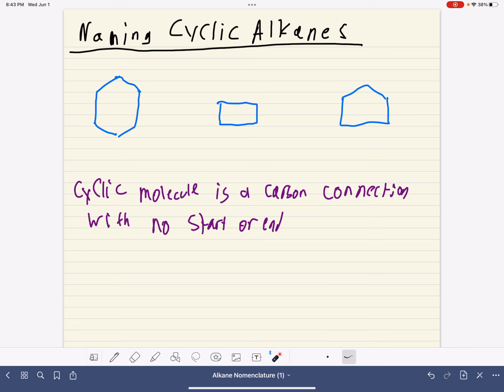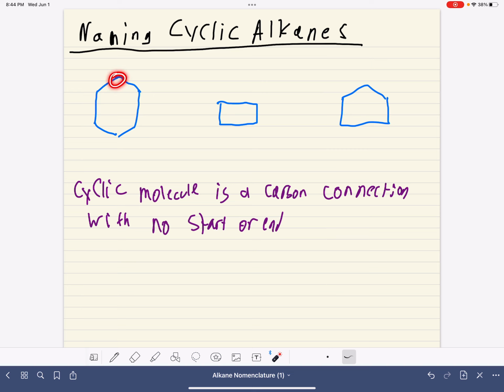Okay, in this video, we will continue looking at alkanes and their nomenclature, and we'll look at what's called a cyclic alkane. A cyclic molecule is any molecule that's a carbon connection with no obvious start or end. So you can see here that I have these ring structures. We call this a ring or a cyclic structure, and there's really no obvious start or end.